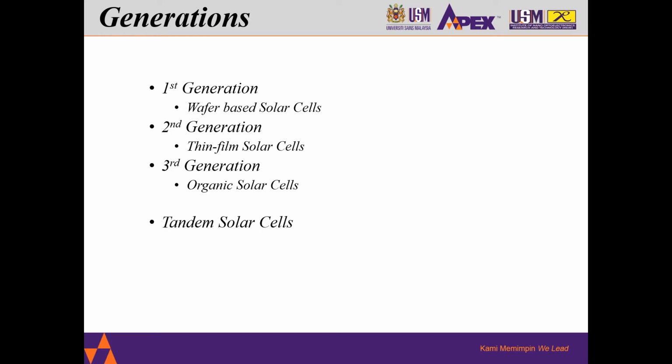So as a summary, based on our previous topics, the first generation is the wafer-based solar cells such as silicon, and the second generation is the thin film solar cells, TFT, and the third generation includes organic solar cells, and so on. And then we're going to move on with the tandem solar cells and examples.